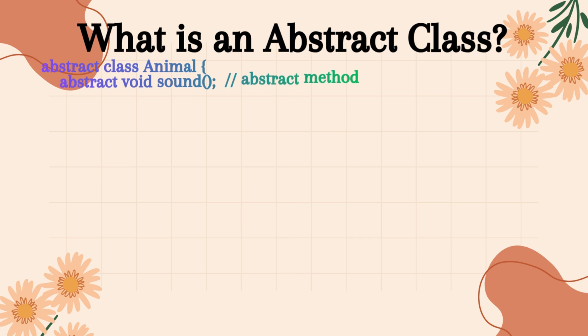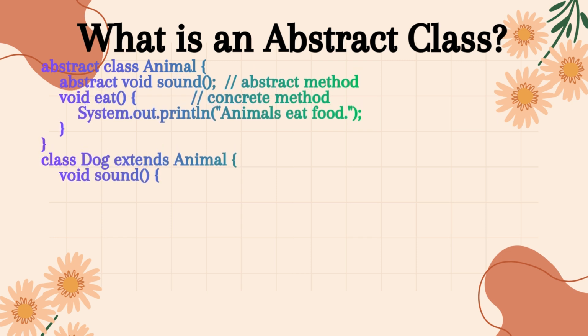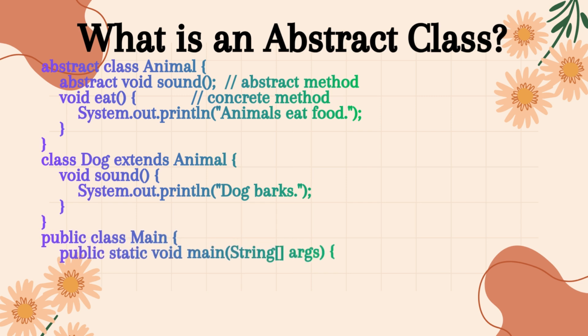Let's understand this example of an abstract class in Java. Here, we have an abstract class called Animal. Inside it, there's one abstract method, sound, and one concrete method, eat, which already has an implementation. An abstract method only defines what should be done, not how it's done. So any subclass of Animal must provide its own version of the sound method.